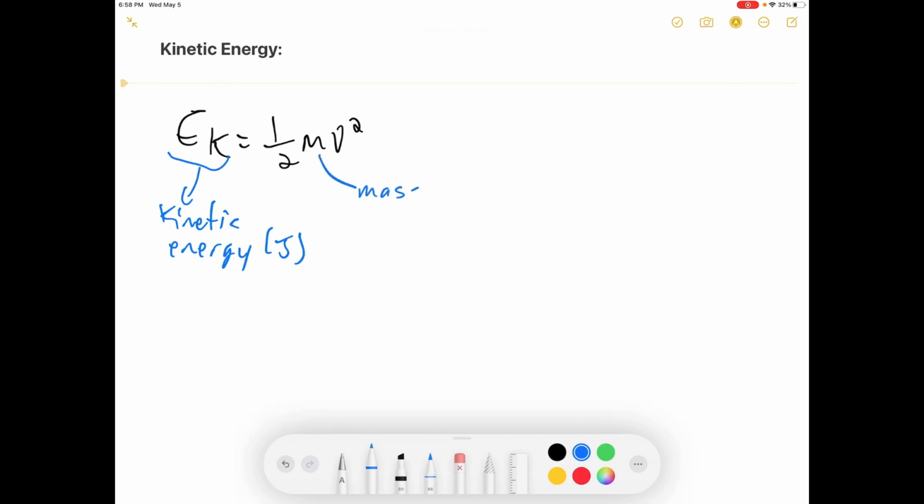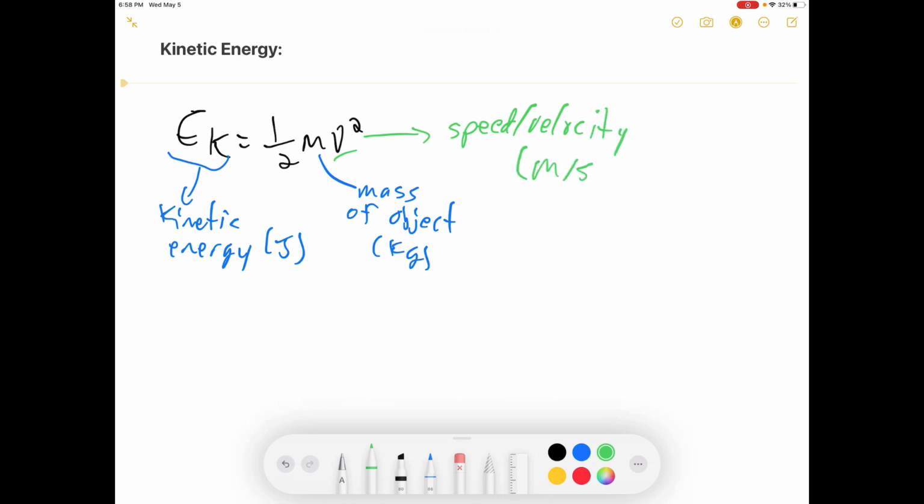The m refers to the mass of the object that's moving, and that would be in kilograms. And over here, this is the speed that the object is moving. So speed or velocity, but in physics 20, it's going to be velocity, and that's going to be meters per second. And one thing I do want to say is don't forget to use the square. So let's look at an example of how we would approach these problems. We'll look at two problems here.